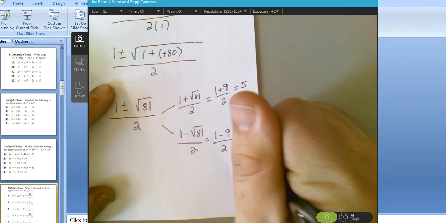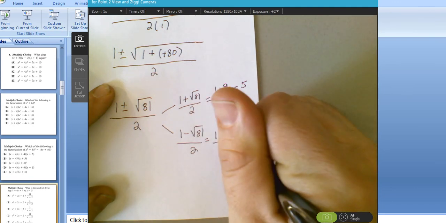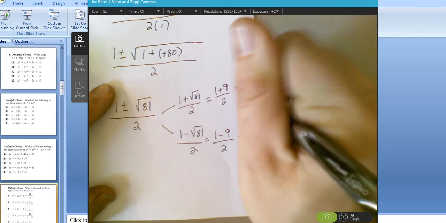The square root of 81 is 9. This works out to 1 plus 9, which is 5. 1 take away 9 is negative 8 divided by 2 is negative 4.